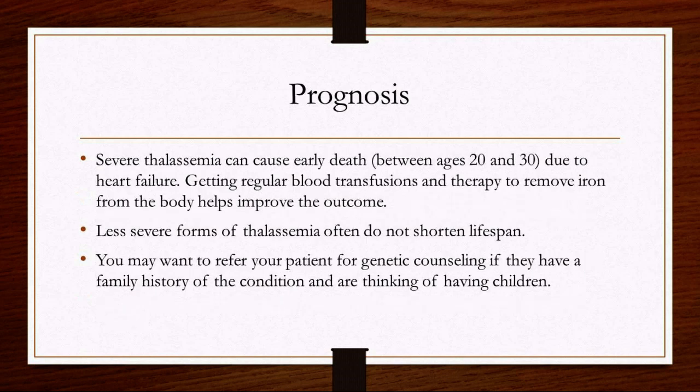The prognosis isn't good if you have severe thalassemia, because your average lifespan is between 20 and 30 due to heart failure. But if you get regular blood transfusions and chelation therapy, then you might have a better outcome. You might live longer. Less severe forms of thalassemia usually do not shorten your lifespan. And if you have a female patient or a male patient that has a family history of thalassemia, you might want to send them for genetic counseling before they get married and have children.